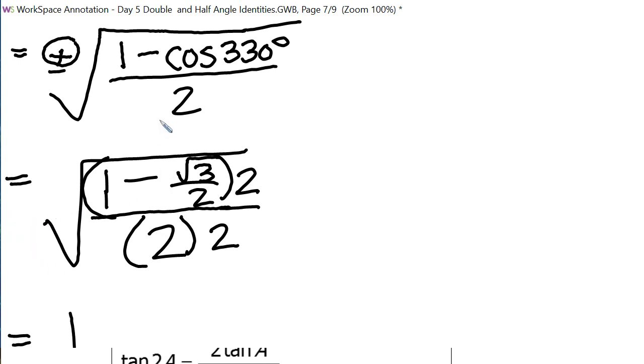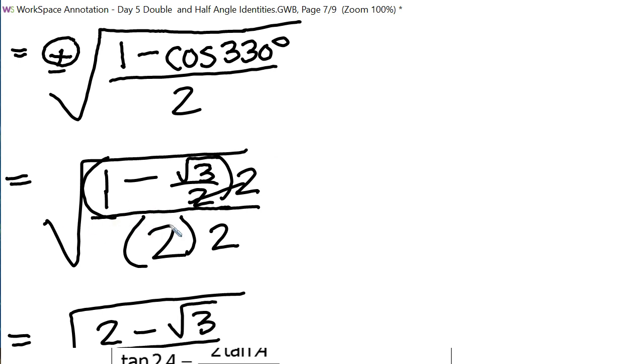So distribute the 2. 2 times 1 is 2. We'll have the minus sign. What happens right here? You get square root of 3. These 2's cancel, right? And this is just 2 minus square root of 3. Then in the denominator, 2 times 2 is 4. So that's the first thing you need to do, clear out the fraction. Multiply the top by 2, multiply the bottom by 2.